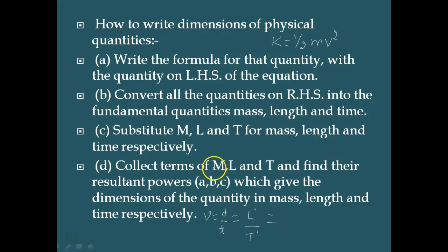And finally collect the terms of M, L, T. Here M does not have any role to play, so M will be 0 and L will be 1 and T will be minus 1. So here in the final stage we'll calculate the resultant powers which give the dimensions of the quantity in mass, length and time. So these are the steps involved in writing the dimensions for a quantity.